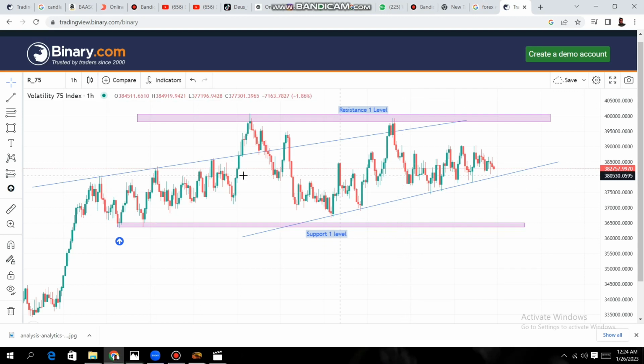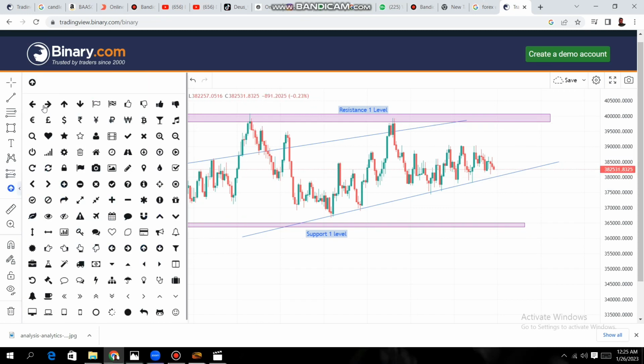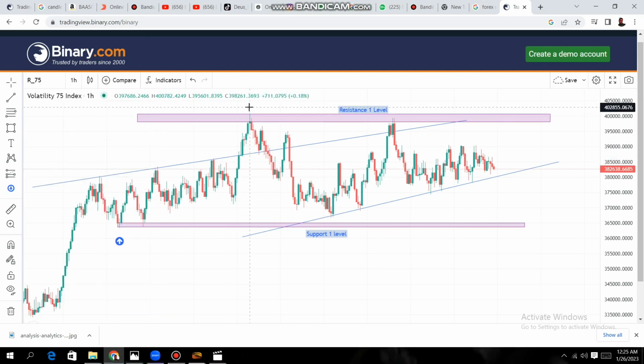Entry one would have entered as a buy here, take profit here once it cut the trend lines and went out of the price structure. Then if you wanted to enter a sale, this would have been your good entry point for a sale. It clearly showed market consolidating and started entering a sale.